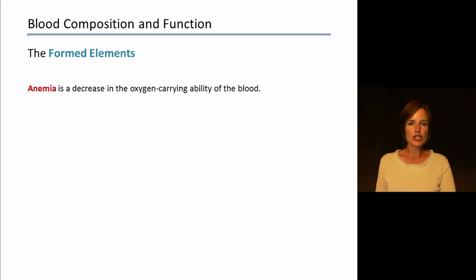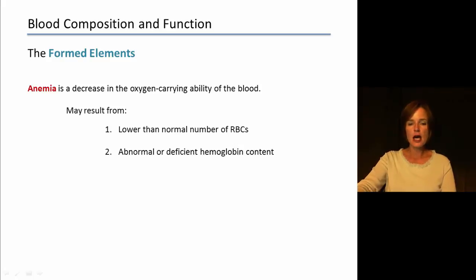Anemia is any condition where there is a decrease in the oxygen carrying capacity or ability of the blood. This can result from a couple of different things. Typically, it is either a lower than normal number of red blood cells, because they are the ones carrying the oxygen, or an abnormality or deficiency in the hemoglobin content. Hemoglobin is the specific protein filling the inside of our red blood cells that actually binds that oxygen. So if we have a decreased amount or just abnormal hemoglobin, that would cause us to have less oxygen being carried in our blood.